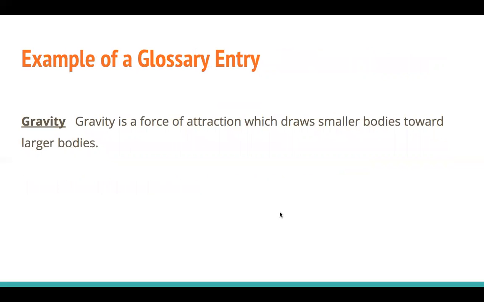The glossary is normally at the end of your writing. Here's an example of what a possible entry should look like. Notice that the word from my essay is bolded here. You see the bold word, gravity, that I just pulled from that passage. Also notice that it's bold and underlined. And then the definition comes right after it, and it should be written in your own words. It says, gravity is a force of attraction which draws smaller bodies toward larger bodies.